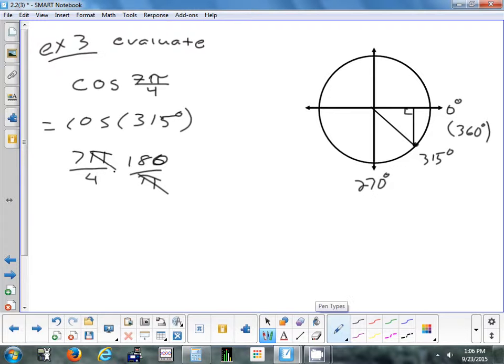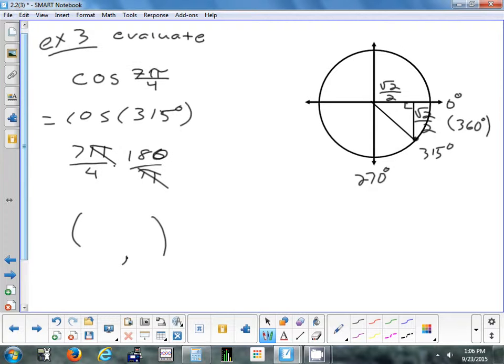Right, so I've got root 2 over 2 and root 2 over 2. Just be careful because we're in the fourth quadrant. One of those should be negative. So Eddie, what's my coordinate for 315? It should be root 2 over 2, negative root 2 over 2. Yep, perfect. Good job.